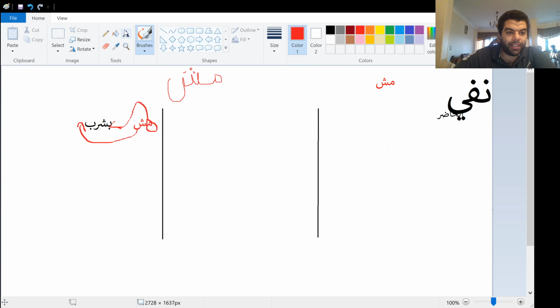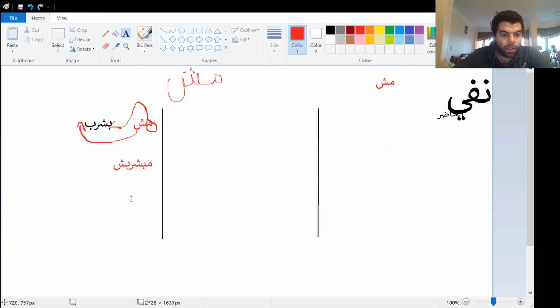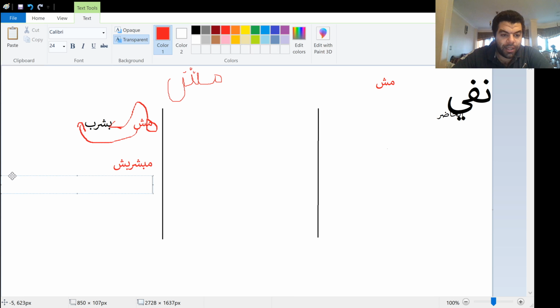So how would I write ma bashrabsh? The exact same. Ma bashrabsh. As you can see, it's the same word, but we added meem first and then b. Let's try to write it again, but color coded. Ma bashrabsh. We'll make the verb black.